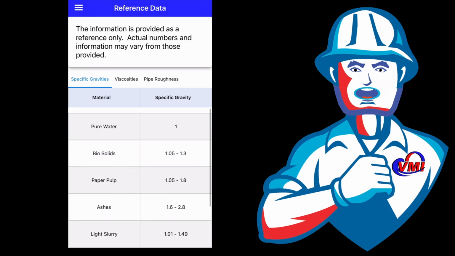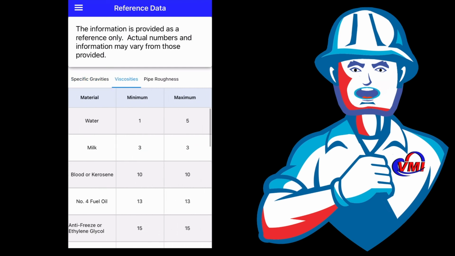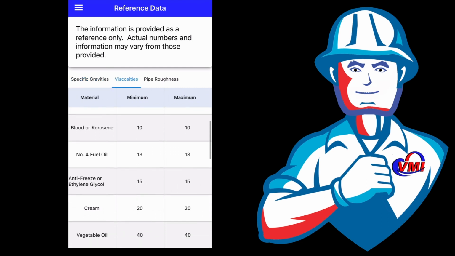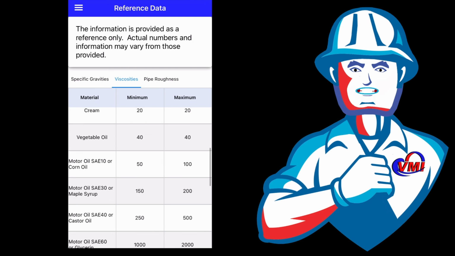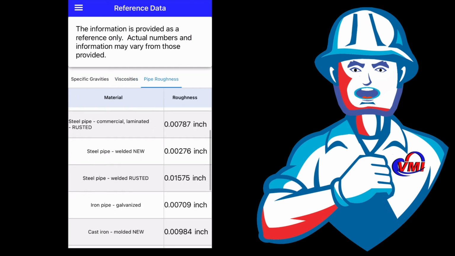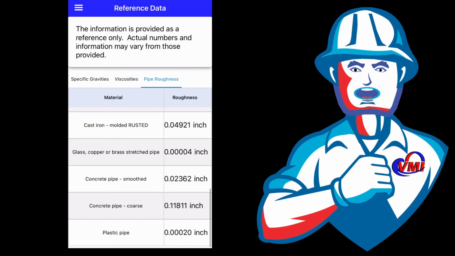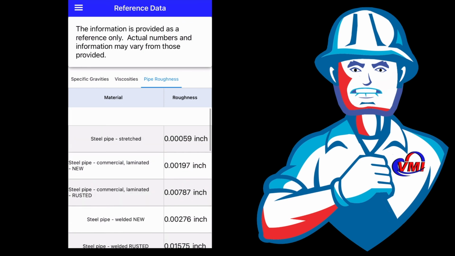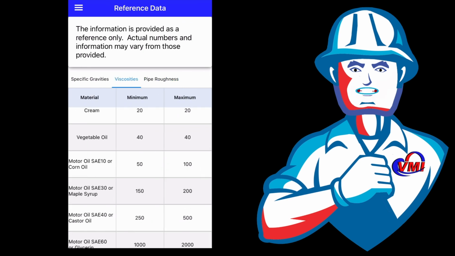If you slide the screen to the left, it will display ranges of viscosities for different materials. Sliding the screen to the left again will take you to a table of approximate pipe roughness data for different types of pipe. You can simply swipe left and right to switch between reference data tables.